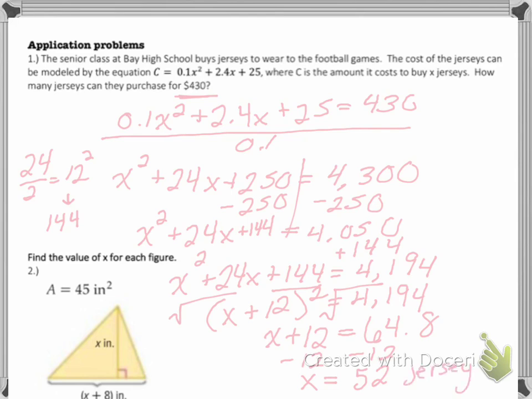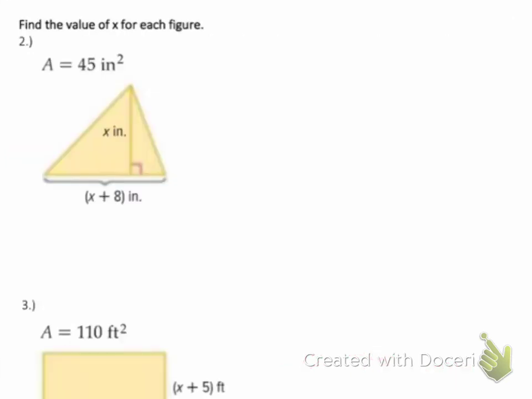Okay? So, for the next example, we've got a triangle. We want to figure out the x value if they tell me that the area is 45 inches. So I want to start by, how do I represent the area of this triangle? Well, remember that a triangle is just base times height divided by 2.